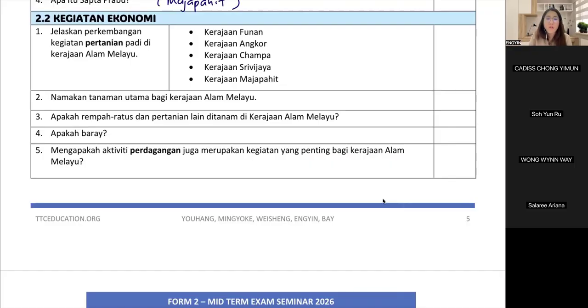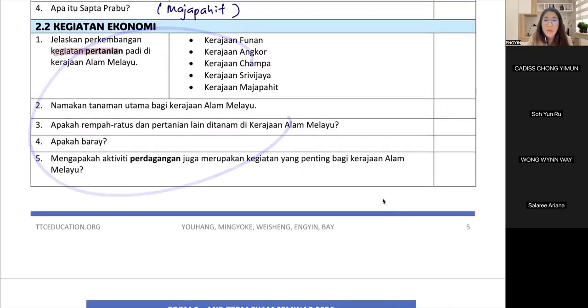Now for kegiatan economy, for Alam Melayu, we total have 4. Back then, the people did 4 different economic activities. Number 1 is pertanian. These are all the pertanian questions. Now, you need to tell me which kingdoms started to do pertanian: Funan, Angkor, Champa, Srijaya, Majapahit. The rest no more.